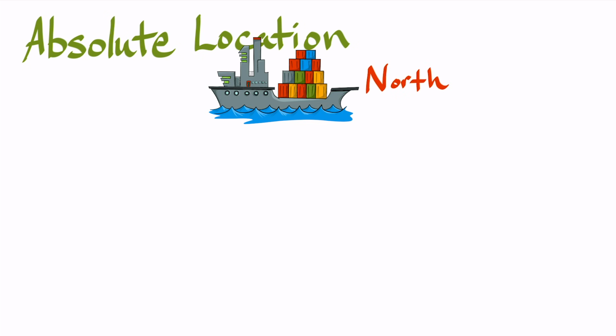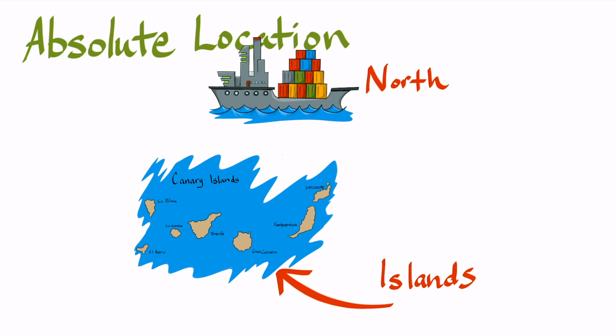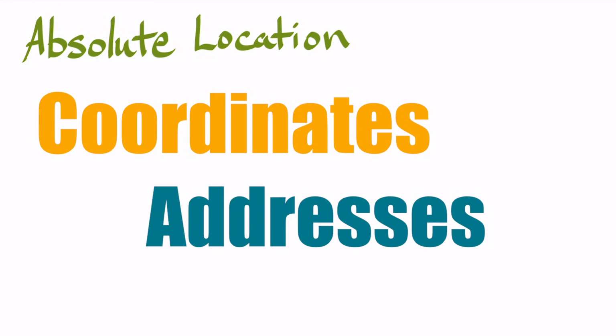You could also give them relative location directions and tell them that they are north of the islands and they need to sail southwest from their current location. Both of them could help out, but the coordinates are precise. There is no need to describe what they are looking for. In conclusion, absolute location uses man-made systems like coordinates or addresses to give a precise location of something in order to guarantee there is no confusion in finding it.